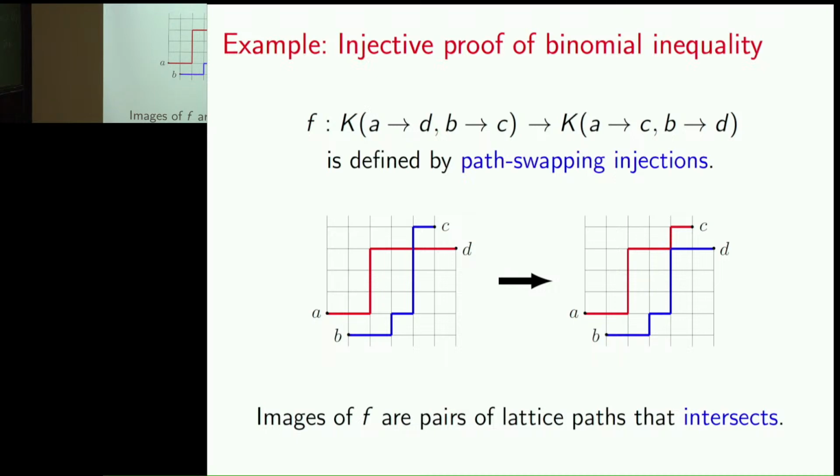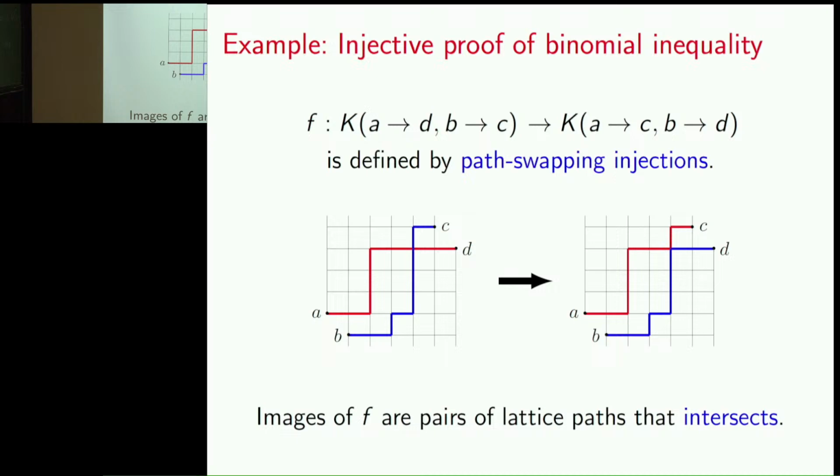And we define it in the following way. Because of the position of A, B, C, D, these two paths must always intersect at some point, right? And then you just find the first intersection. This takes a linear amount of time with respect to the length of the path. Then, from the first intersection, you swap the color of the path after that. Red becomes blue, blue becomes red.